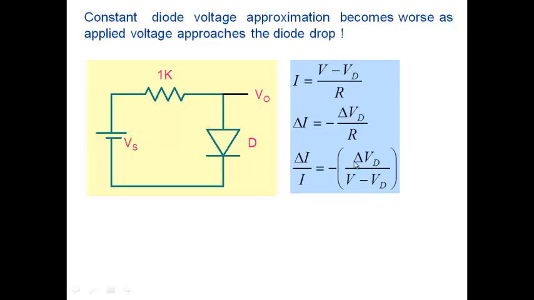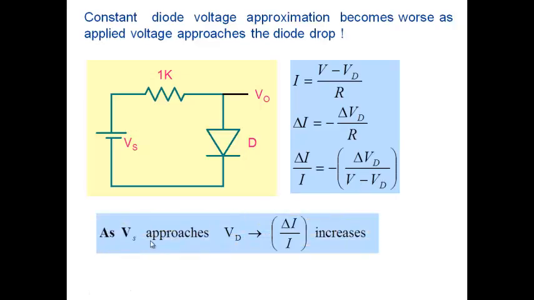Percentage change in current is delta VD by V minus VD. What is delta VD? An error that I've made. So I've approximated the diode by 0.7 volt, while the actual diode voltage may not be 0.7. We know that diode voltage varies with current. So actual diode voltage may be something else. So as a result of this error, how much is the error in current that I calculate? And that depends on the error, but also depends on this voltage here, V. V is nothing but Vs here. Depends on this voltage V.